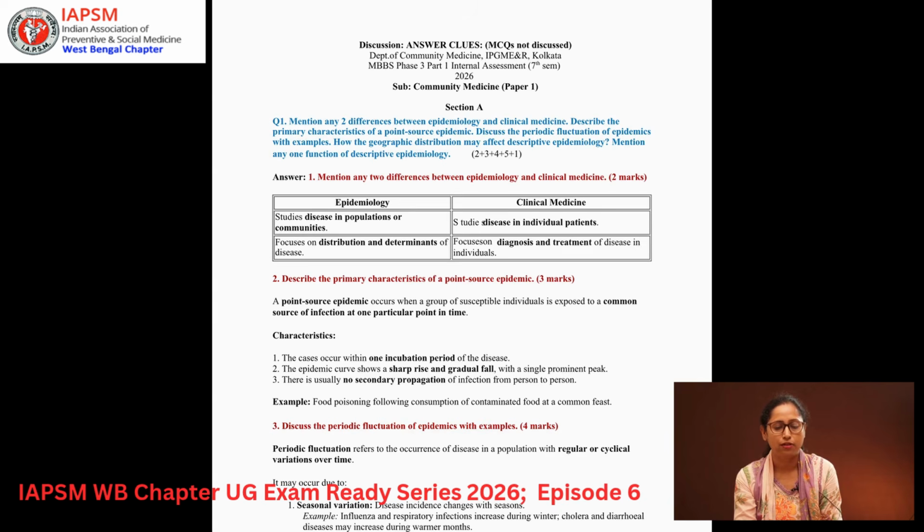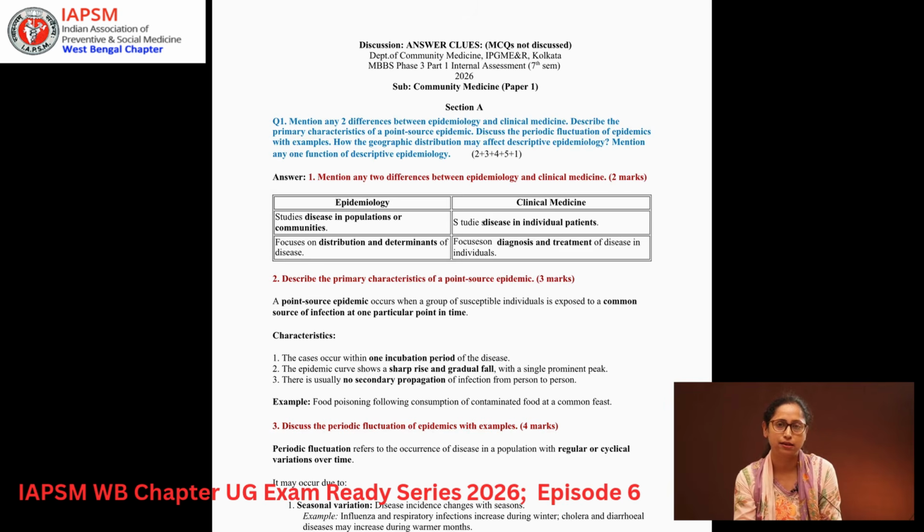In the second part, we have the question: describe the primary characteristics of a point source epidemic, carrying 3 marks. Here we first have to tell what a point source epidemic is. A point source epidemic occurs when a group of susceptible individuals is exposed to a common source of infection at one particular point in time.